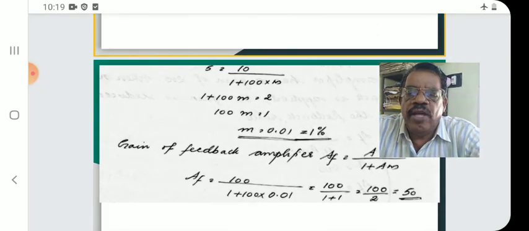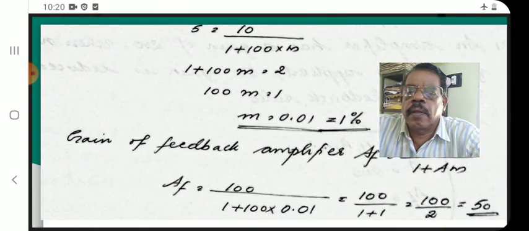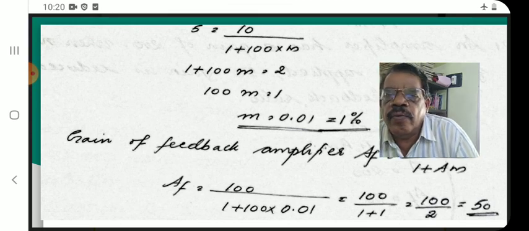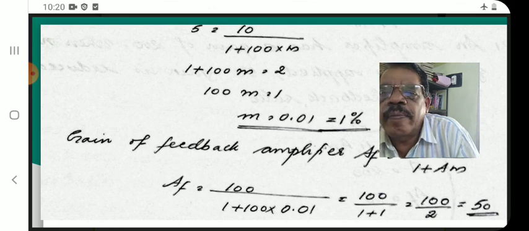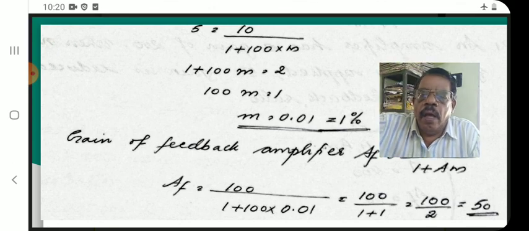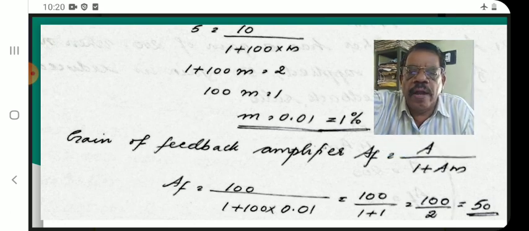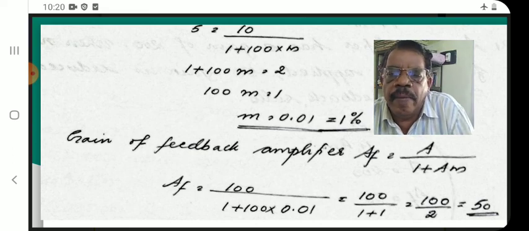You substitute the values, we get 5 is equal to 10 by 1 plus 100 into M. 1 plus 100 M is equal to 10 by 5, 2. 100 M is 1. And M is 1 by 100, that is 0.01. To convert a number into percentage, you have to multiply it by 100.